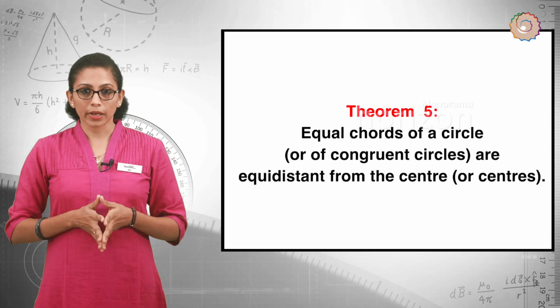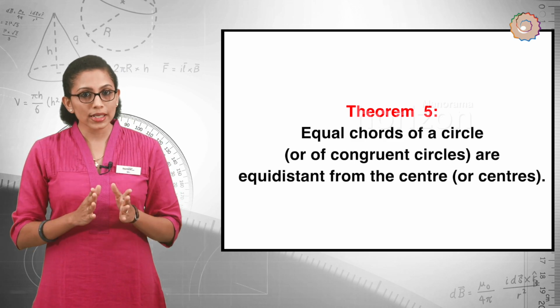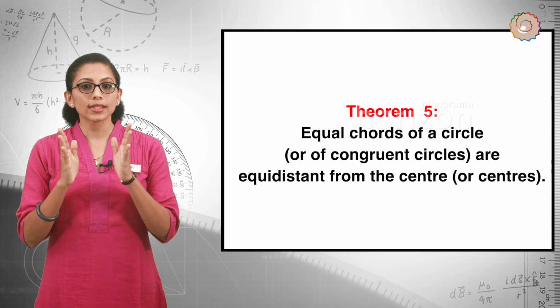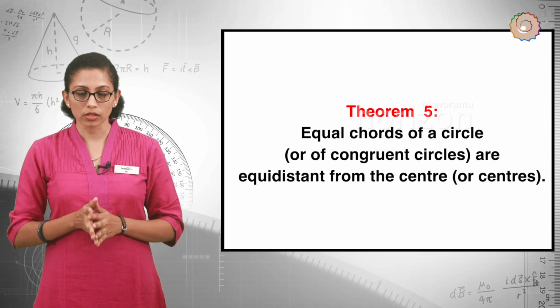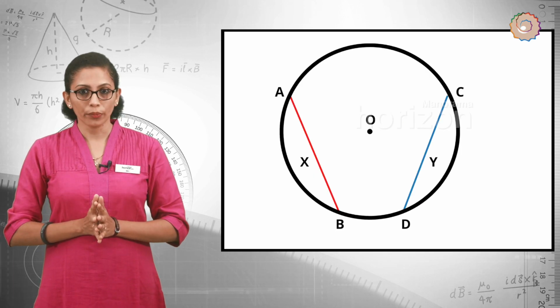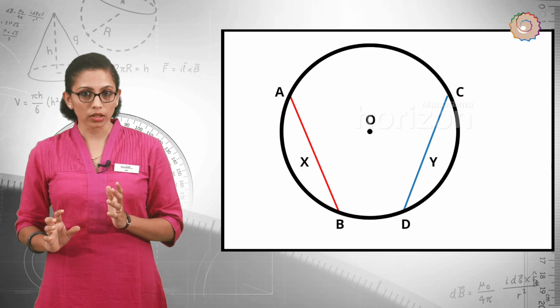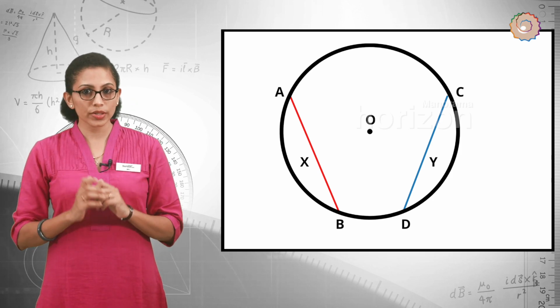So let's see the statement. Equal chords of a circle or of congruent circles are equidistant from the center or centers. Given, what is given? A circle with center at O. Now, AB and CD are two equal chords of a circle. So, we can write AB is equal to CD.